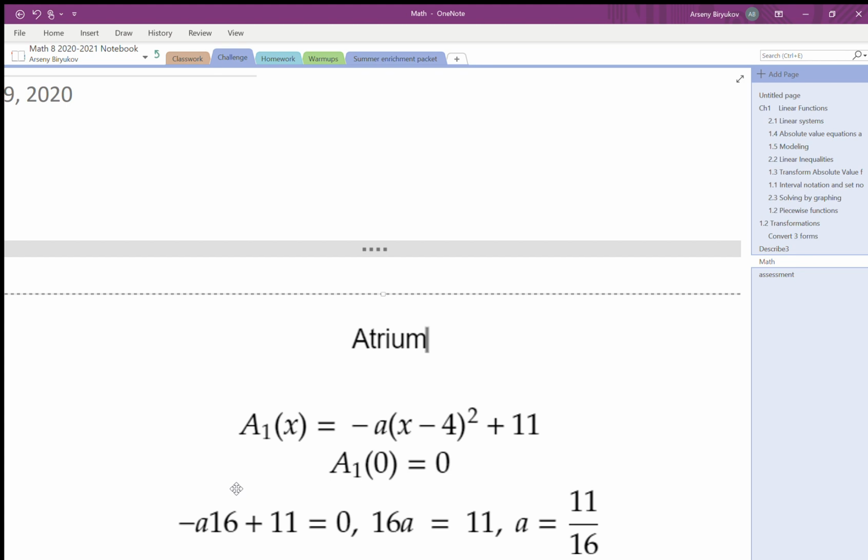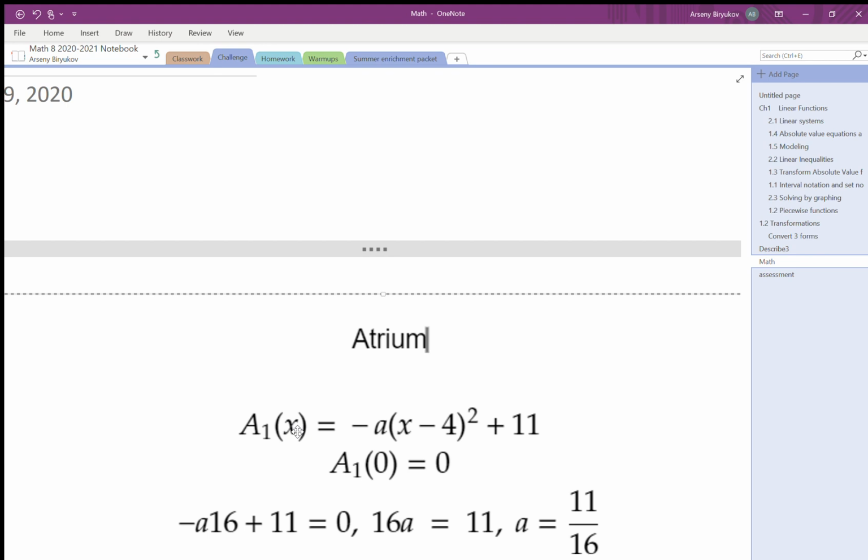The first piece, which we will call A1, can be described as A1(x) = -a(x - 4)^2 + 11, where a is the scale factor. We know this because in the graph provided, we see that the vertex of this piece is at (4, 11), and we are looking for the scale factor to make A1 pass through (0, 0) as shown in the graph.